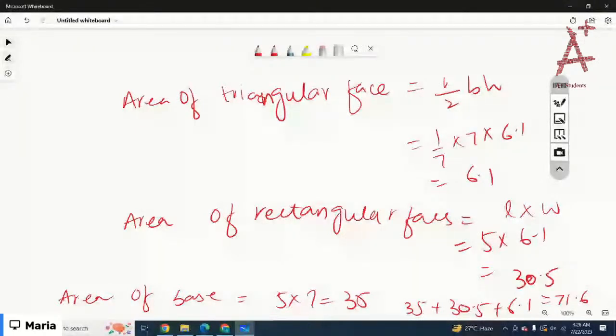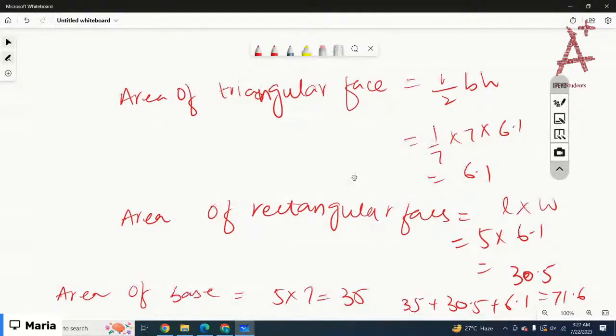And you have to multiply it by the 2. It would be 35 plus 30.6 plus 6.1, that is 71.7. Got it? No, no, no, hold on. You have two rectangular faces. Got it? You have to add 2 times.